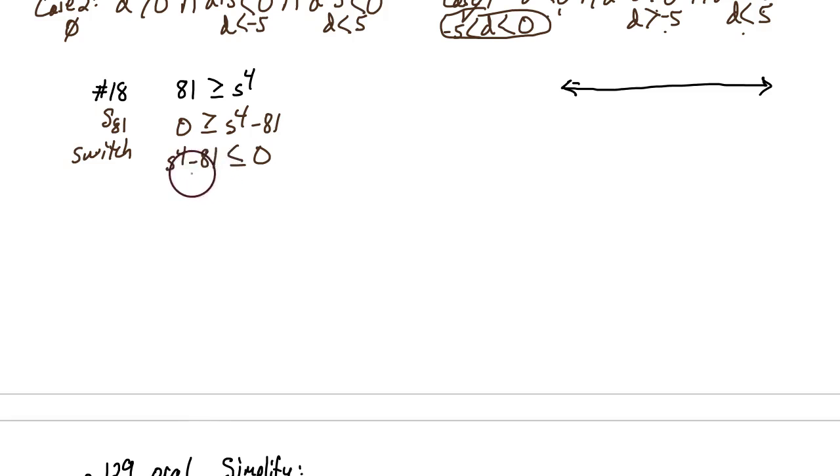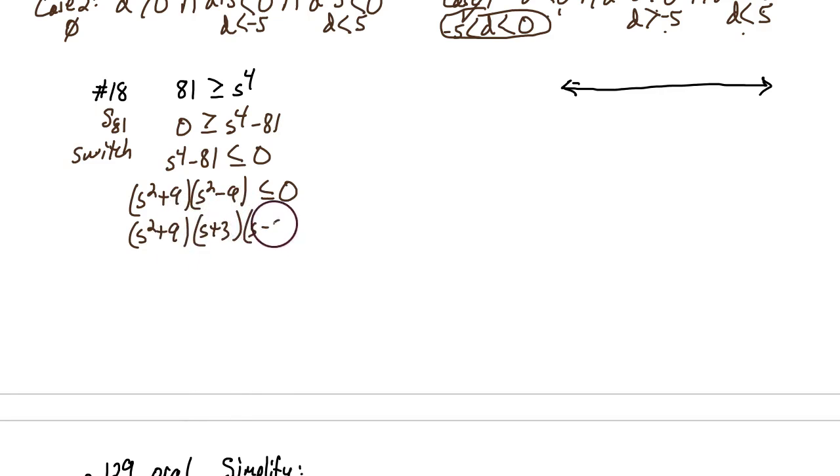Let's factor this. This is a difference of squares. s squared plus 9 times s squared minus 9. s squared plus 9 is a sum of squares. We have no special pattern for that. But s squared minus 9 is another difference of squares. It will factor more. We can use s plus 3 times s minus 3. And that's less than or equal to 0.